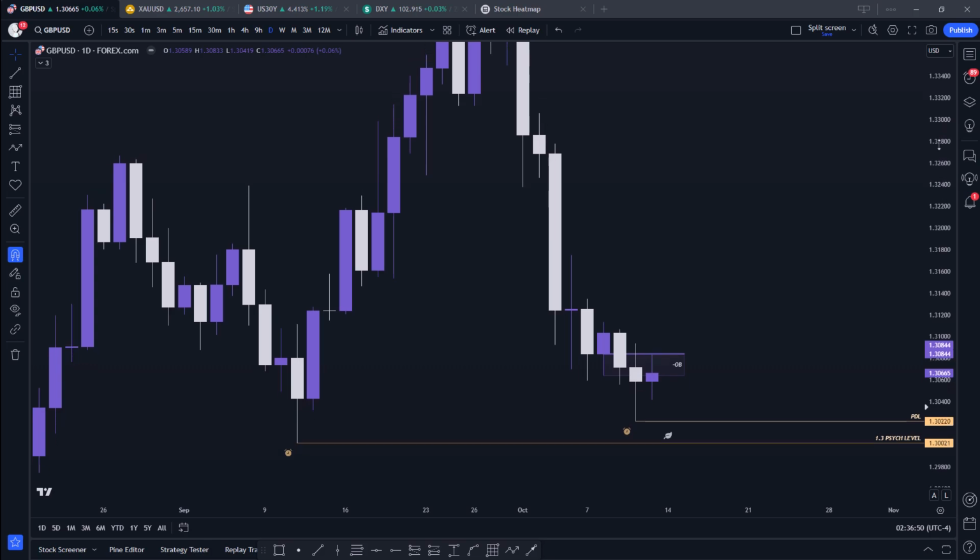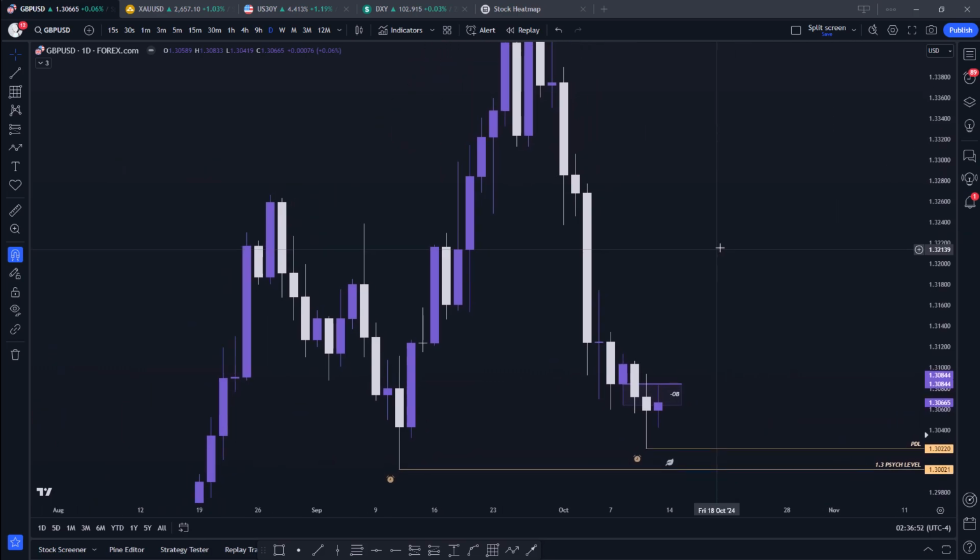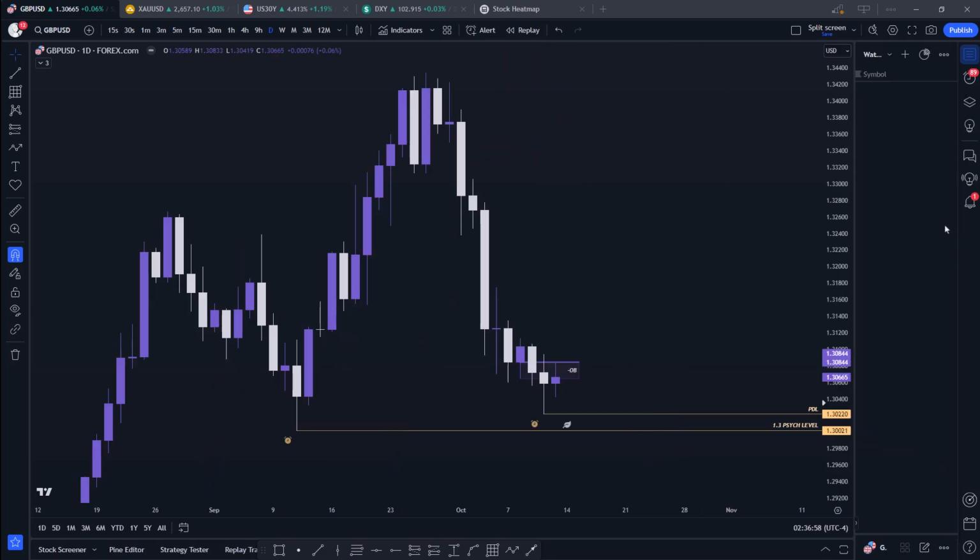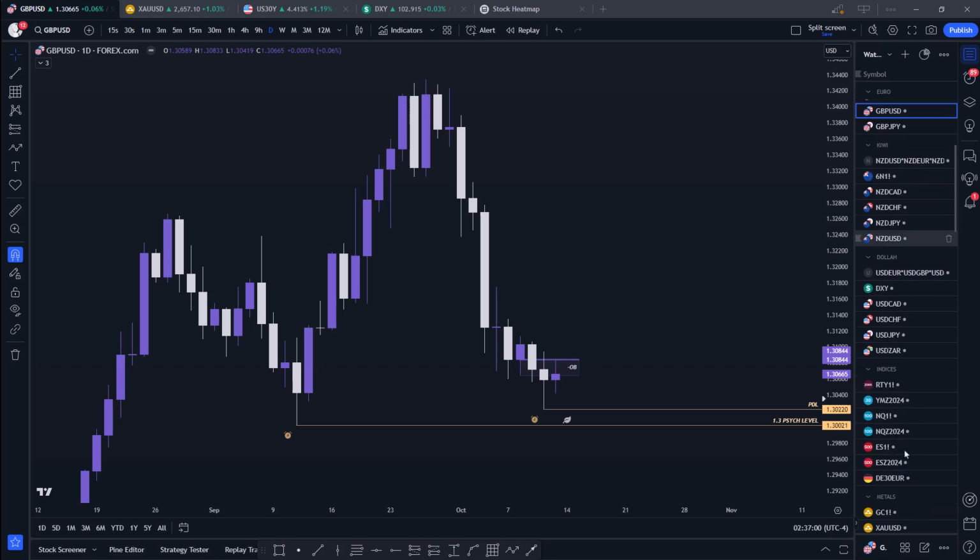But of course, some people are just contrarians and they can trade turtle soup ideas. I am not going to do that. I would rather trade with the trend. So that's my view on GBPUSD. Now moving on to the indices.